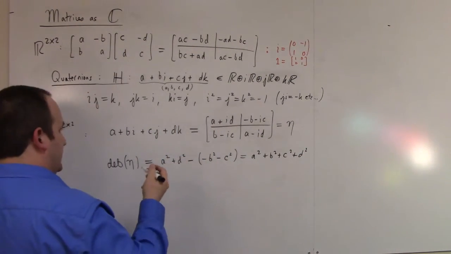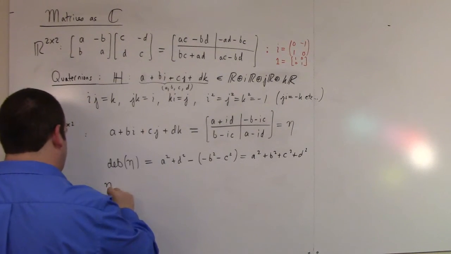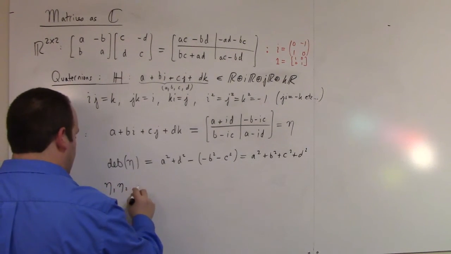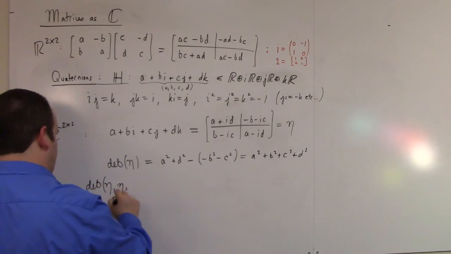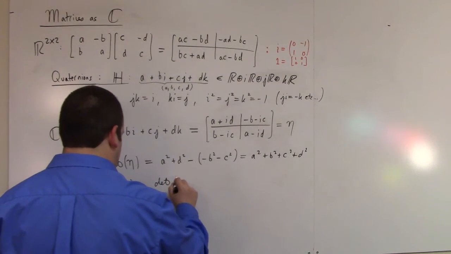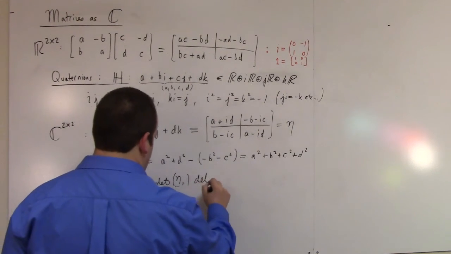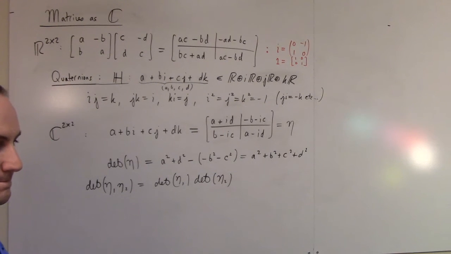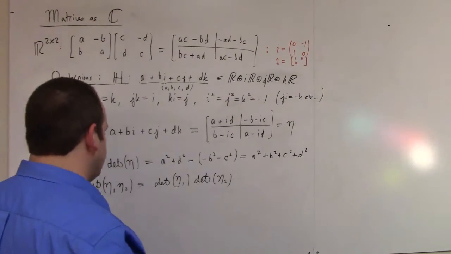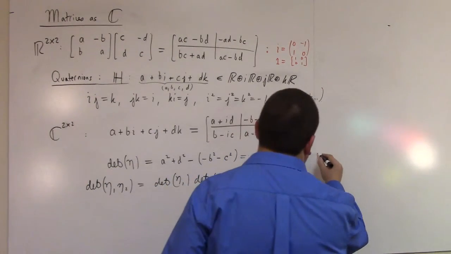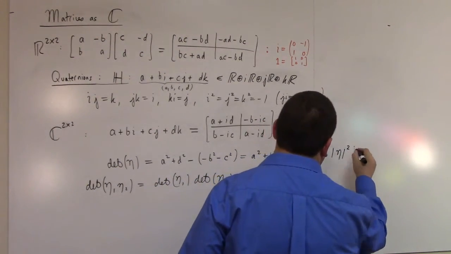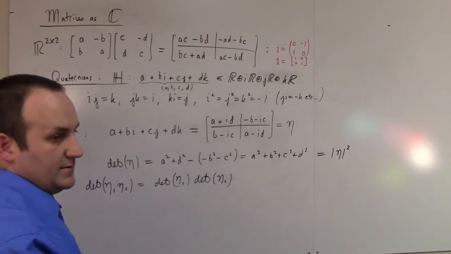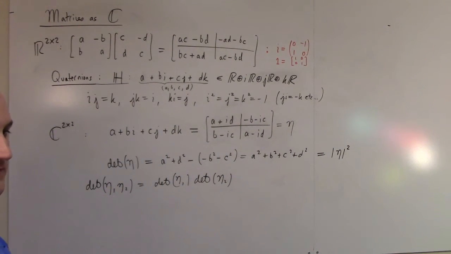And so if I have two quaternions, say eta 1 and eta 2, the determinant of eta 1 eta 2 is the determinant of eta 1 times the determinant of eta 2, and that gives me the four square identity. This is what you might call the absolute value of eta squared. It's the length of the quaternion from the origin in R4. Euclidean length, sum of the squares.